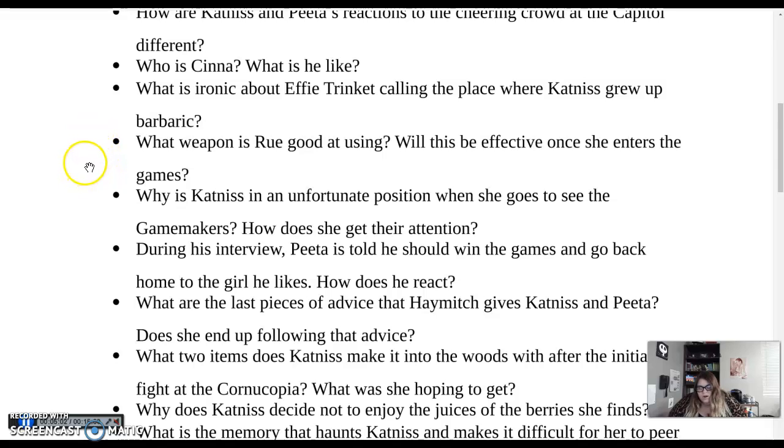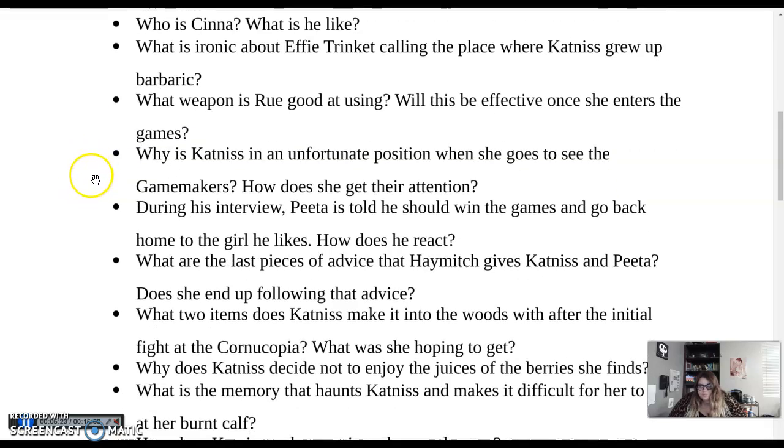But what's ironic about that is that she's calling her home barbaric while helping Katniss get ready to fight to the death. So, really what Effie's doing is much more barbaric, what she's participating in. So that's what's ironic about it. And it shows how unself-aware she and the other Capitol people are about their way of life.